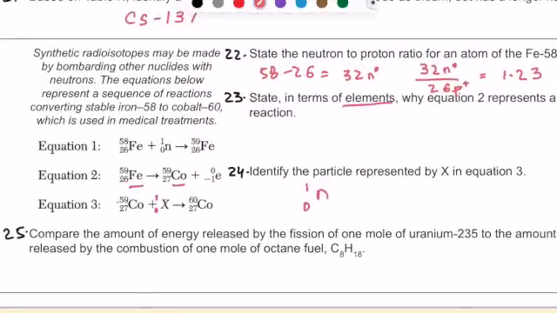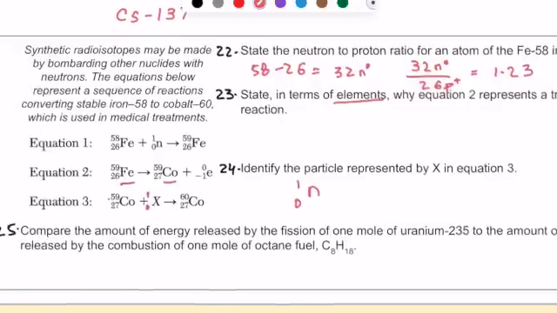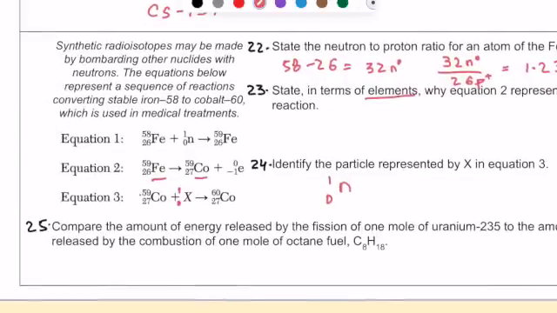And compare the amount of energy released by the fission of 1 mole of uranium to the amount of energy released by the combustion of 1 mole of octane. So remember, fission is a nuclear reaction, combustion is a chemical reaction. So the energy released by fission is much greater than the energy that is produced by combustion.